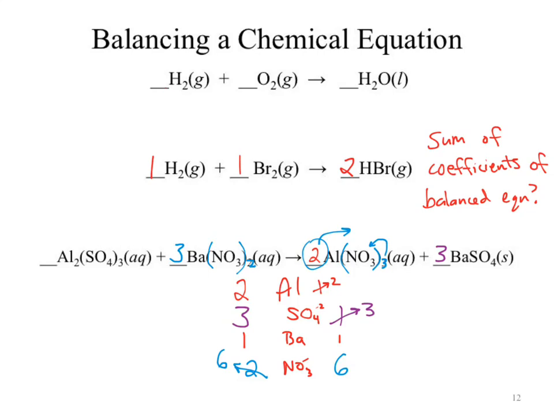Check the whole thing again so we can start back with the aluminums. How many aluminums? 2 and 2. How many sulfates? 3 and 3. How many bariums? 3 and 3. Oh, so the numbers changed, but they changed in such a way that they were already balanced. Well, that's nice. Okay.